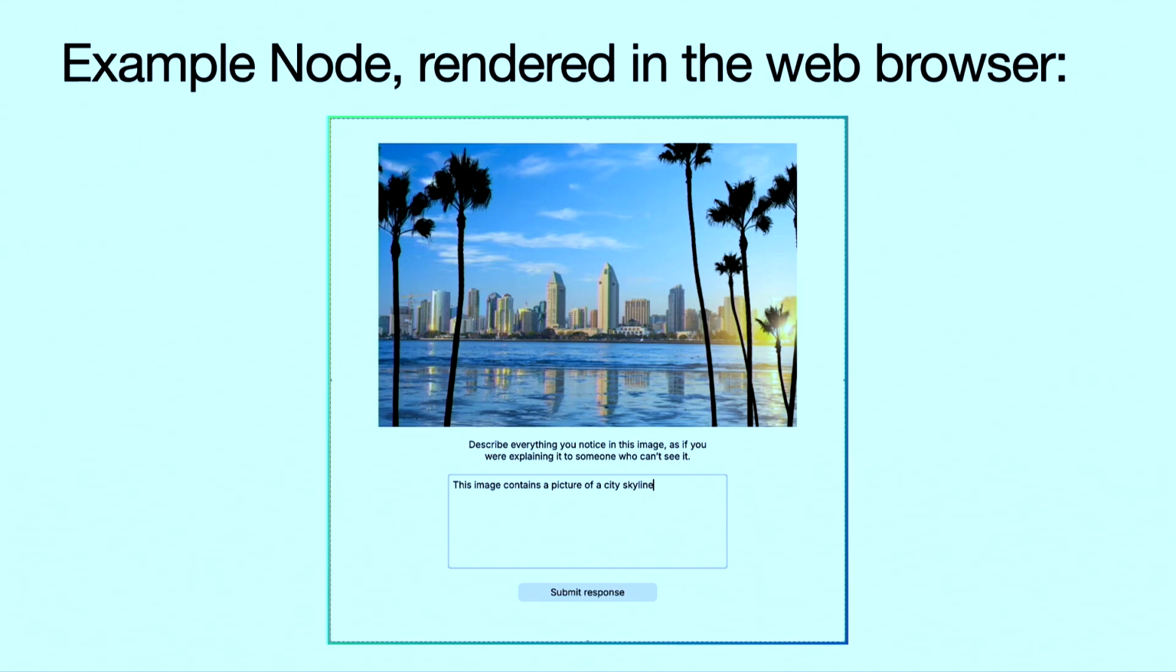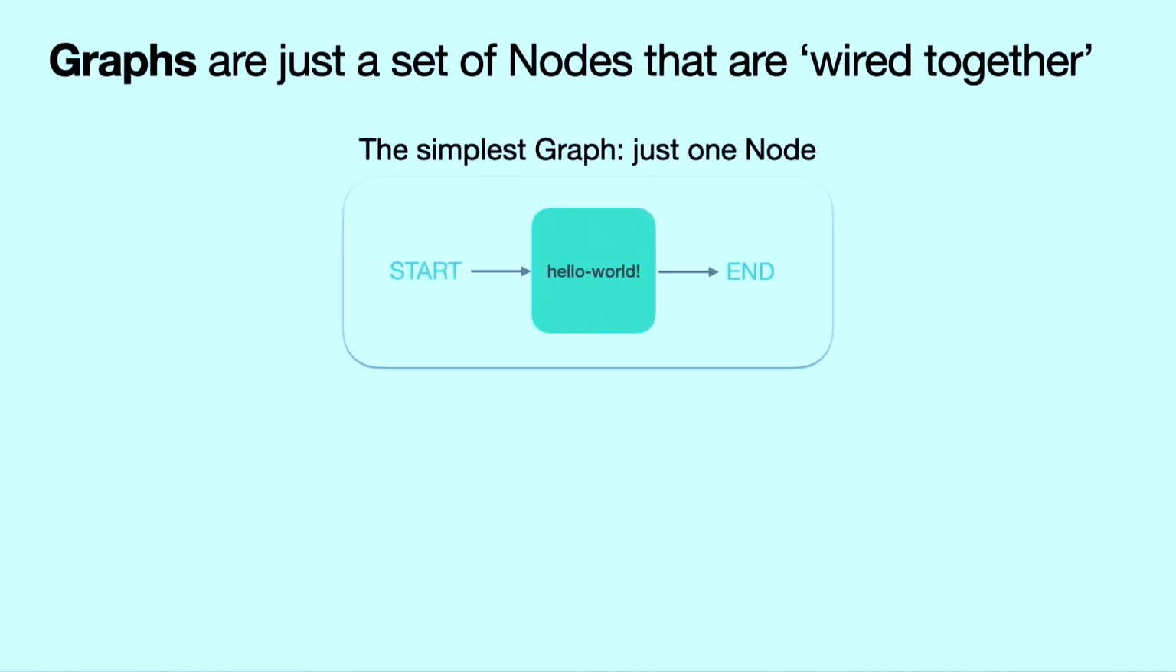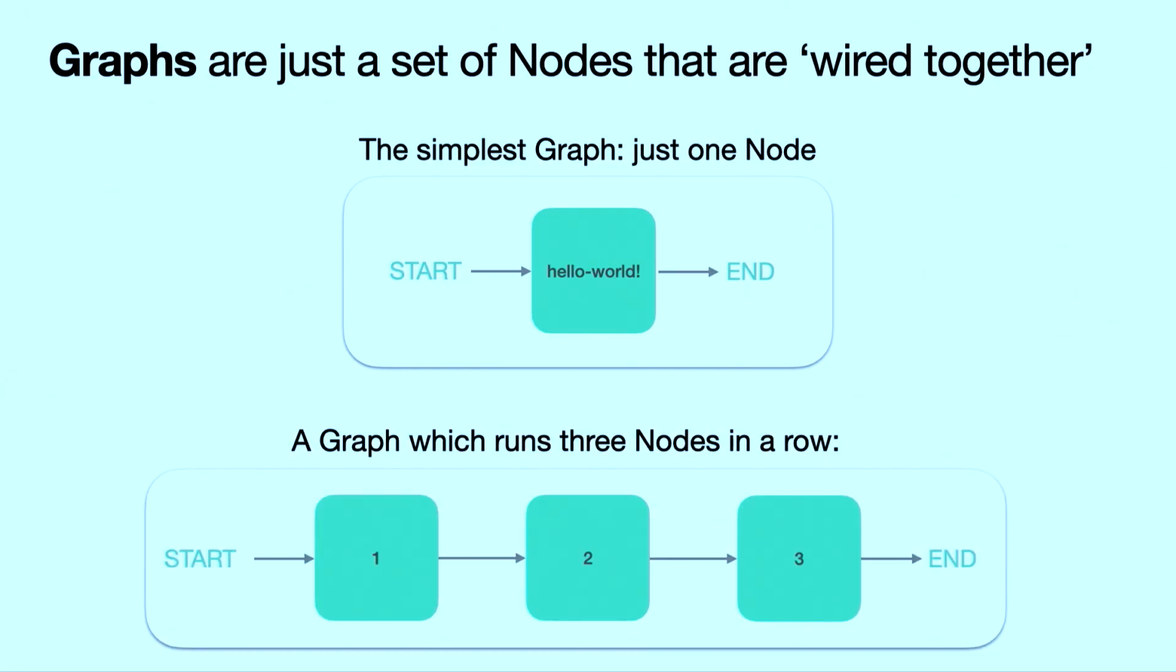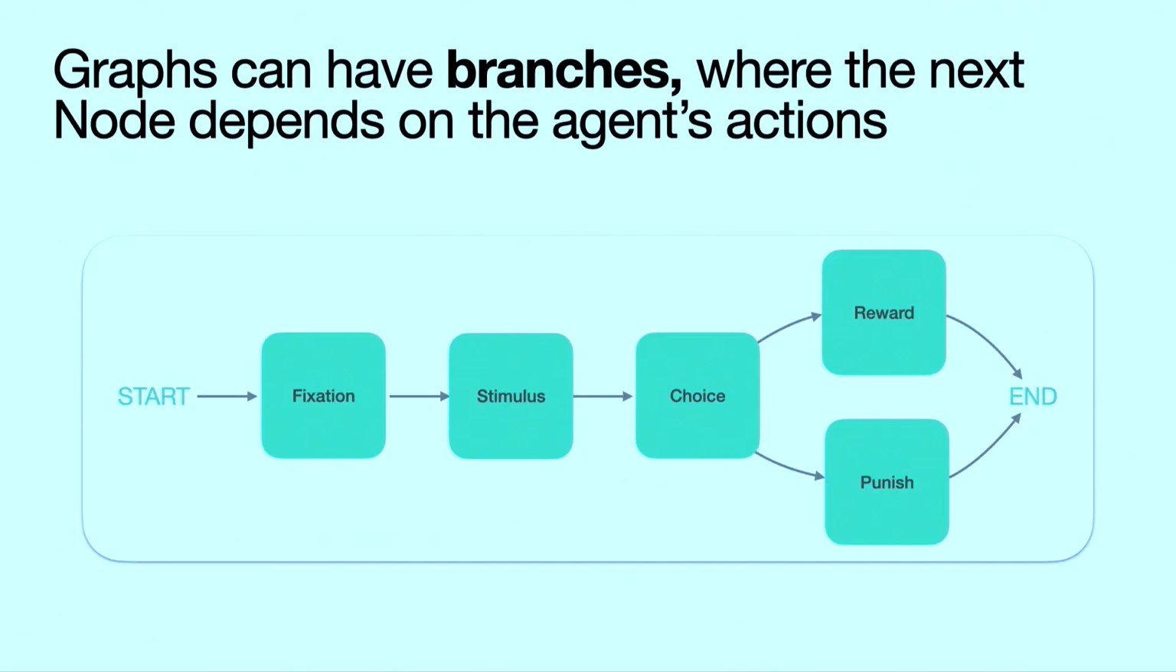So from these nodes, you can wire them together into graphs. The simplest graph is just one consisting of a single node. Here's another graph which runs 3 nodes in a row. And graphs can have branches where the next node depends on the agent's action. I've already shown you this from the first part of the talk.